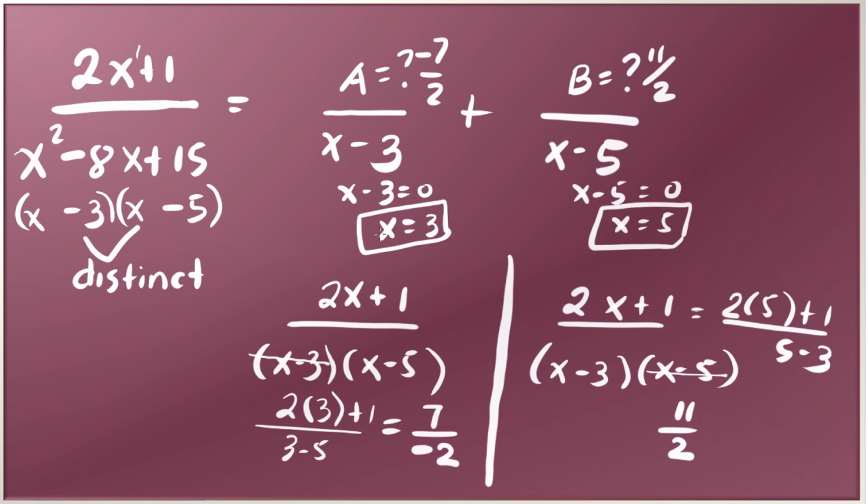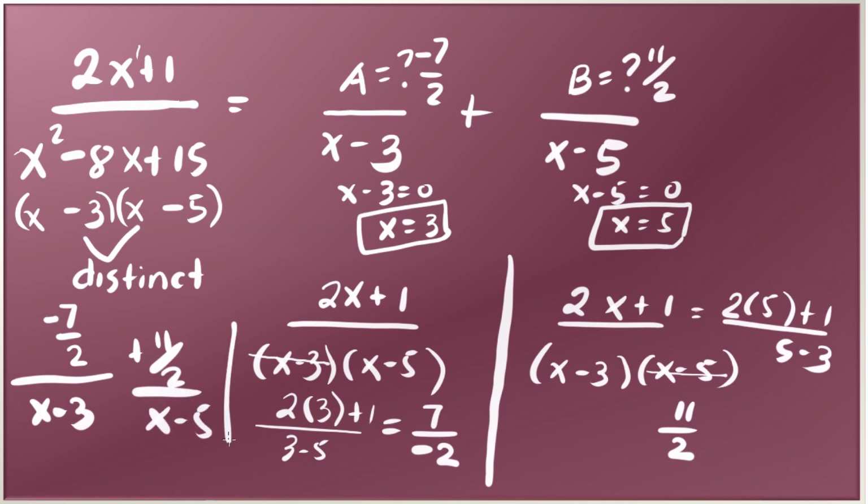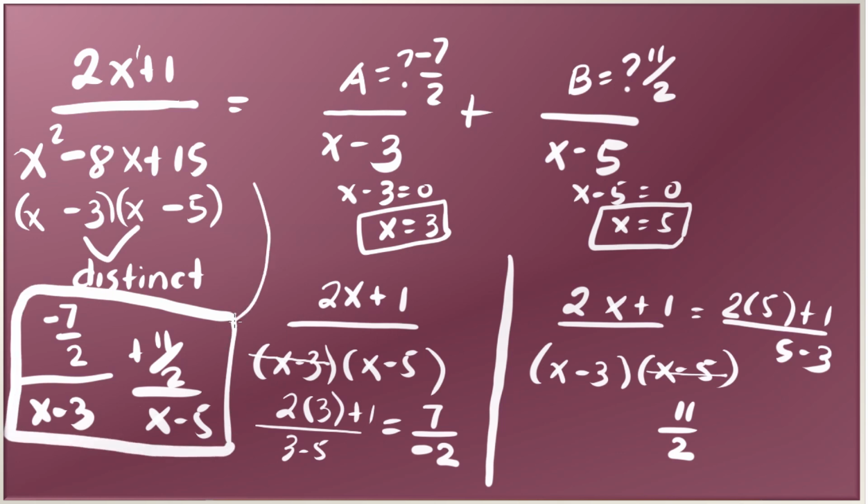All right, so those are the two partial fractions, the partial fraction decomposition of our condensed rational expression. We have negative 7 halves over x minus 3 plus 11 over 2 over x minus 5. This is the partial fraction decomposition of this rational expression.